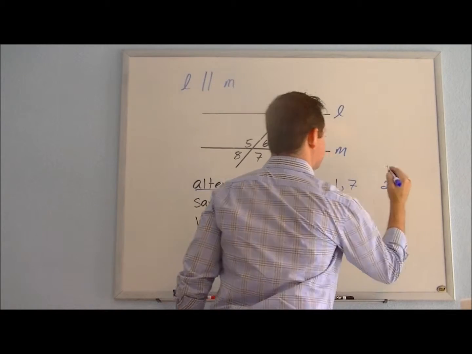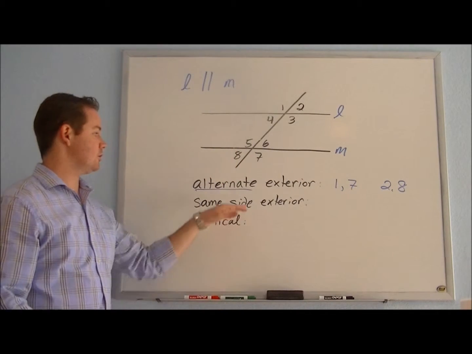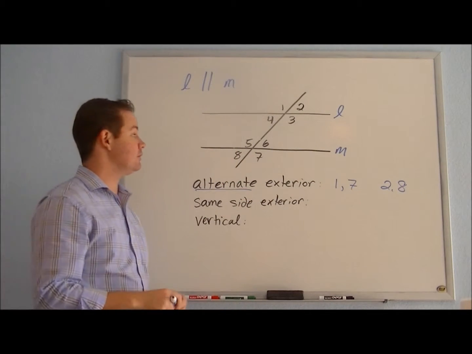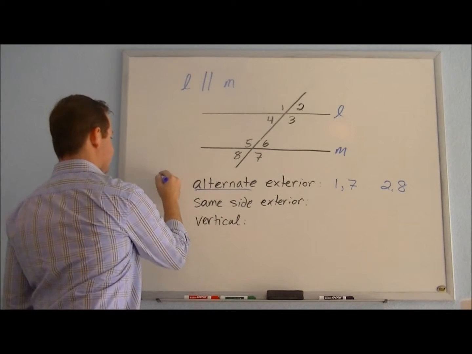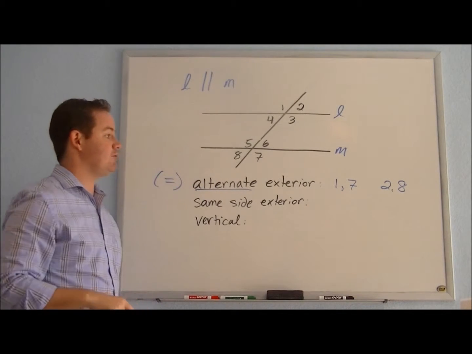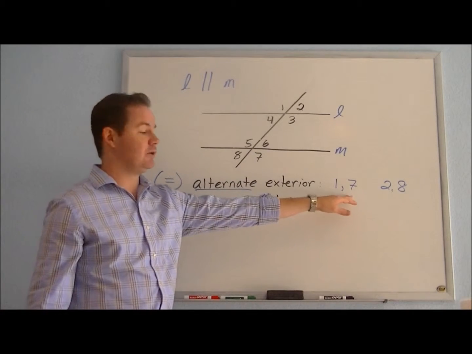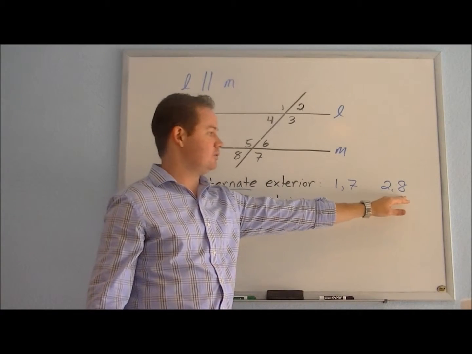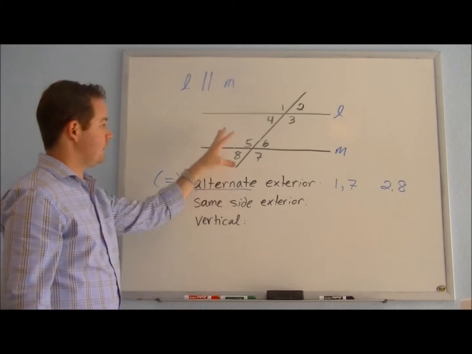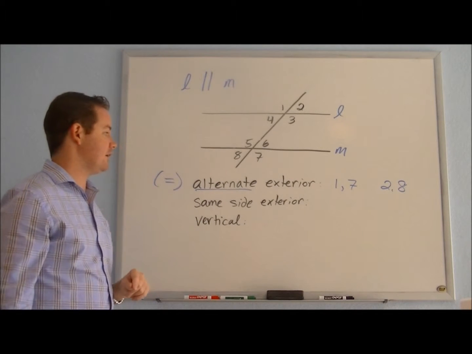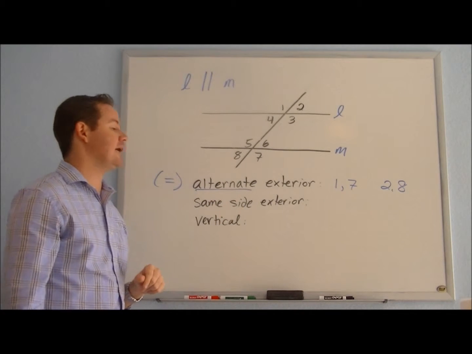So the pair 2, 8, those two angles are also alternate exterior angles, and any alternate exterior angles will have the same value as each other. Angle 1 equals angle 7, and angle 2 equals angle 8. Once we are able to identify those pairs, we know that they'll have equal values if they are alternate exterior angles.